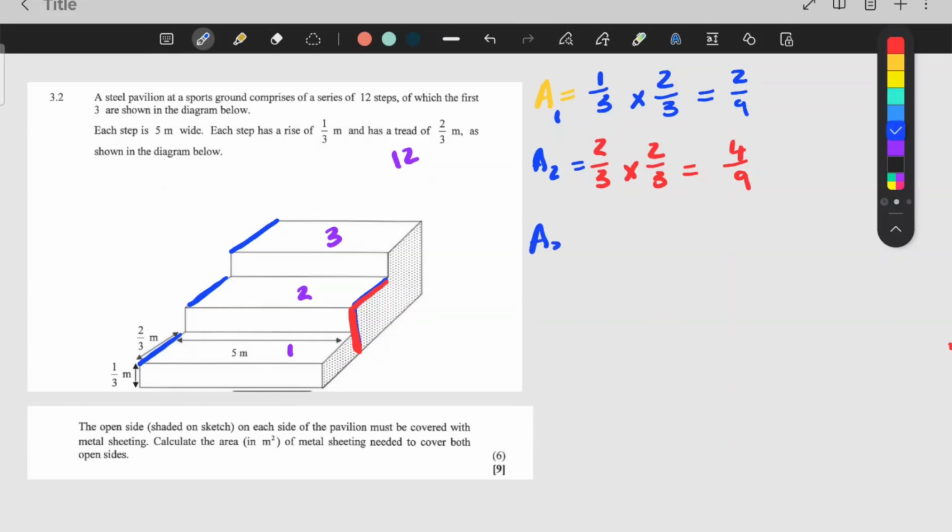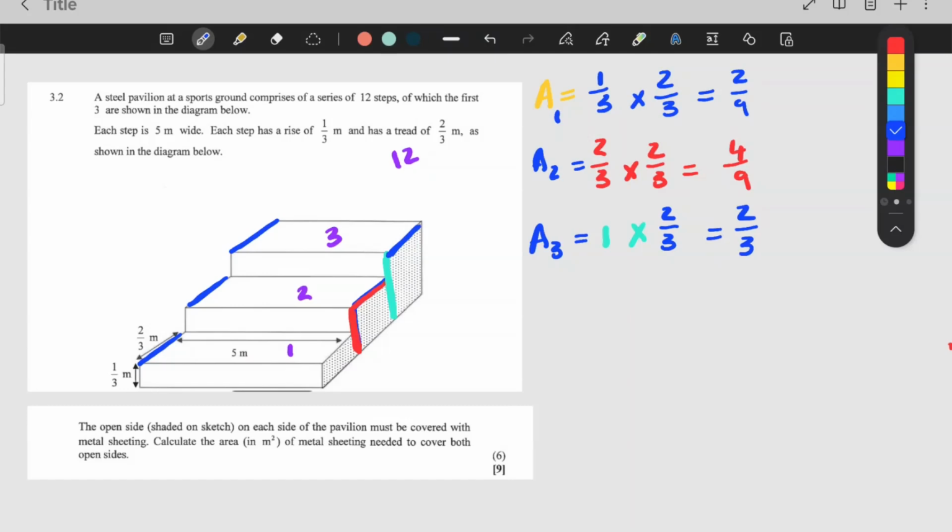So the area of the third step, eh, this is a third. But then this is 2/3. So a third plus 2/3 is 1 meter. So this is going to be 1 meter times the original 2/3. So this is 2 over 3, and this answer is 2 over 3.